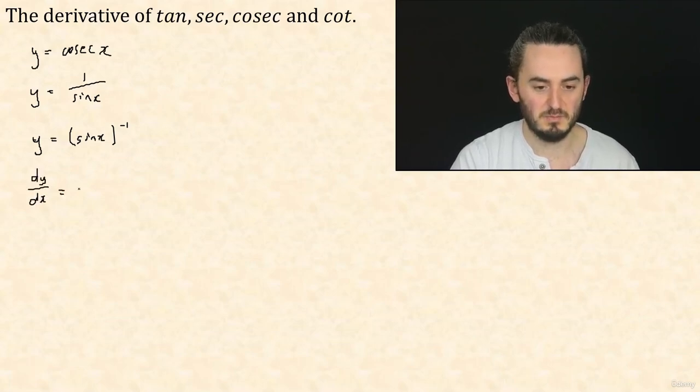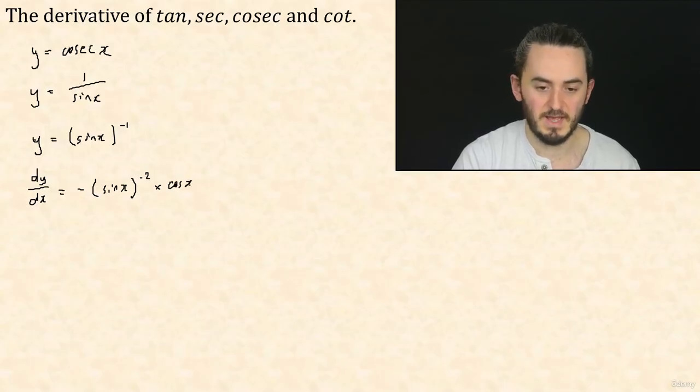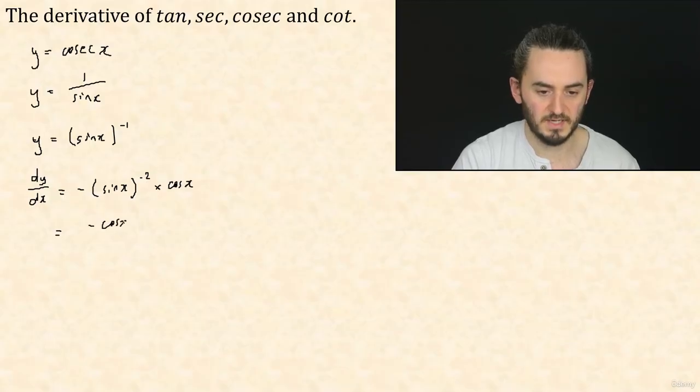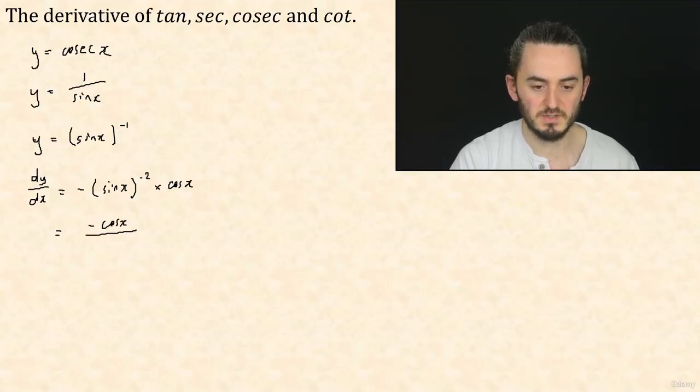And so the power will come to the front and drop by 1 down to -2, and then I multiply by the derivative of what's happening inside the bracket, which is cos x. So what do we get? Well, no negatives cancelling here. It is going to be a negative. Now what I've got is cos x. I'll put minus cos x, and then it's divided by sine squared x, sine x to the -2. So divide by sine squared x.